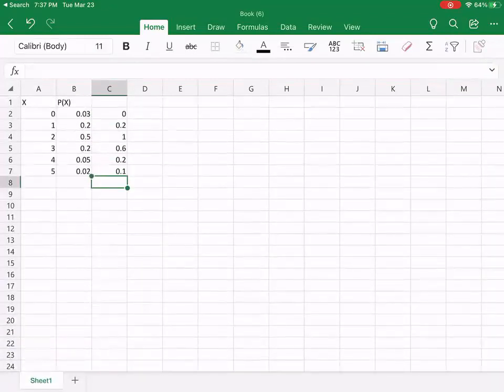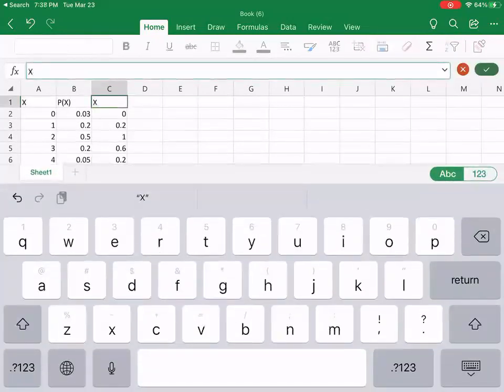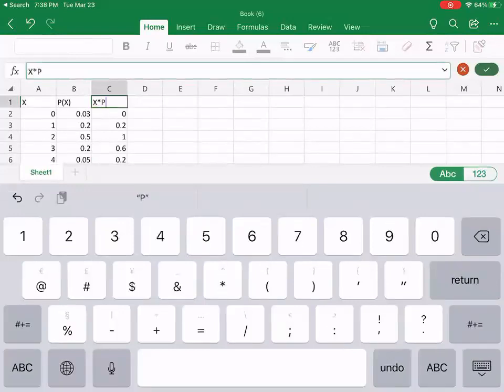There go all your probabilities multiplied by their X values. And this is actually an easier calculation to make. For instance, 0 times 0.03 is 0. 1 times 0.2 is 0.2. 2 times 0.5 is 1. 3 times 0.2 is 0.6. So now the last thing I'm going to do is add all these values up. This right here was every X times the probability of X.